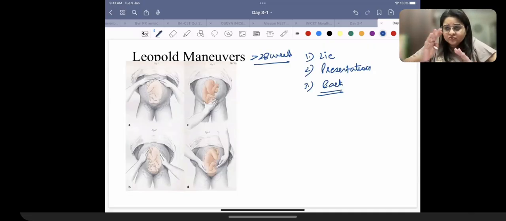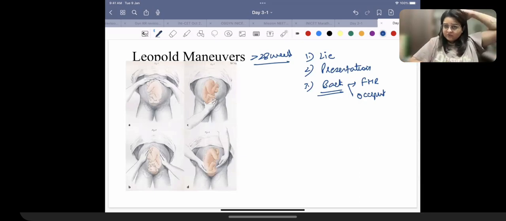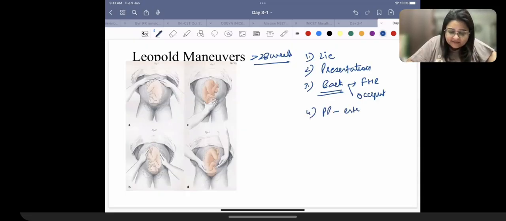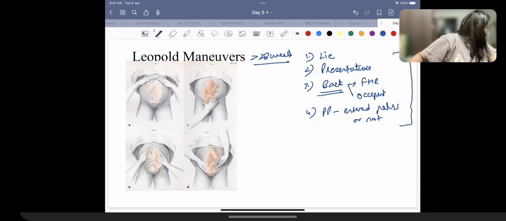Why is it important to know which side is the back, especially in longitudinal lie? Because by knowing which side is the back, you know where you are going to put your stethoscope. Also, you know which side is the occiput, because wherever the back is, on that side the back of the baby's head will also be. So you know which side is the occiput, you know which side to auscultate the fetal heart rate. And you also know whether the presenting part has entered the pelvis or not. Okay, these are the things you get to know by doing the Leopold maneuvers.